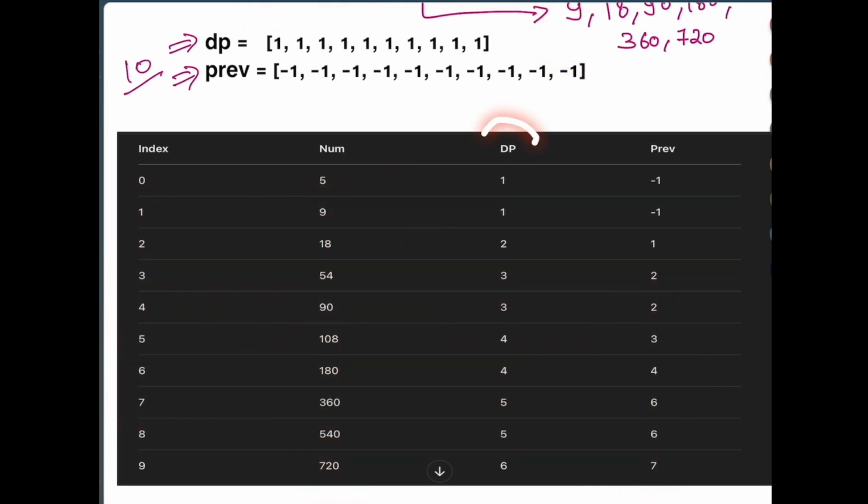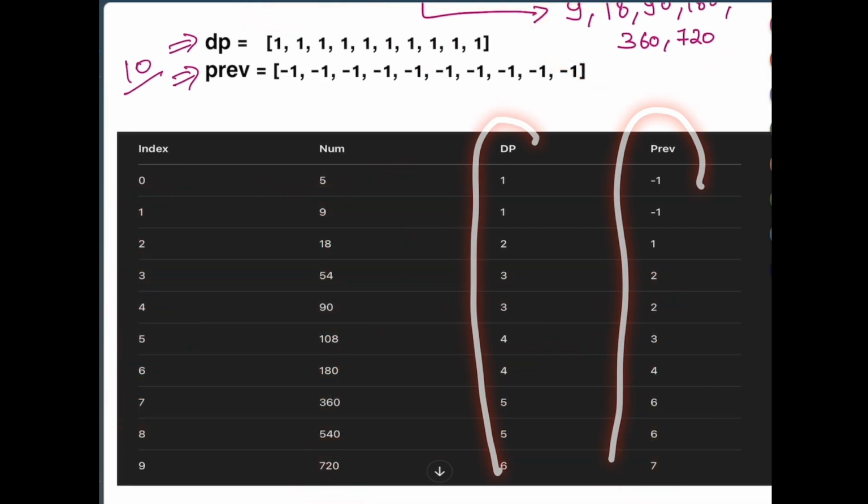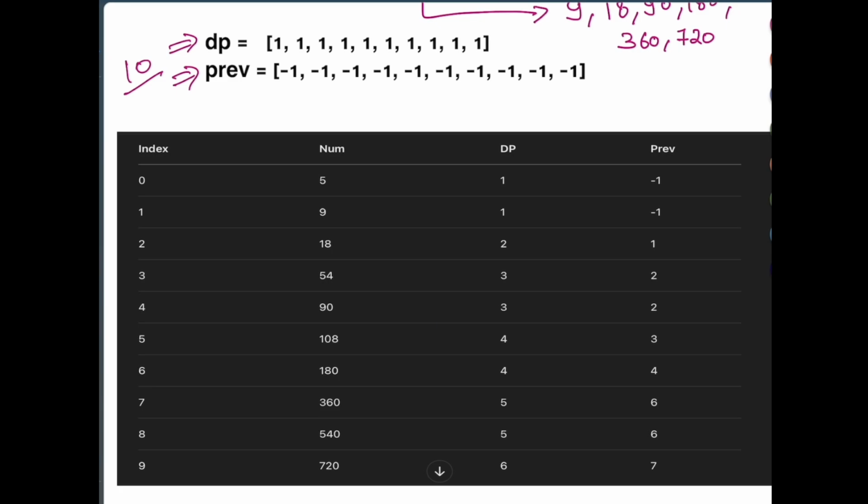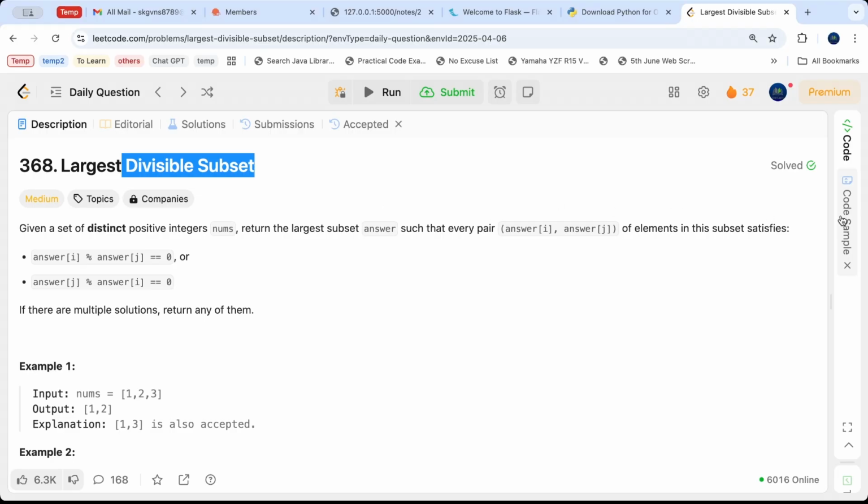So we just need to compute the DP table, the previous table, and then we are going to backtrack to get our answer. So I think this is the complete explanation of this particular problem. Now let me go back to the code editor and try to code it using Python.